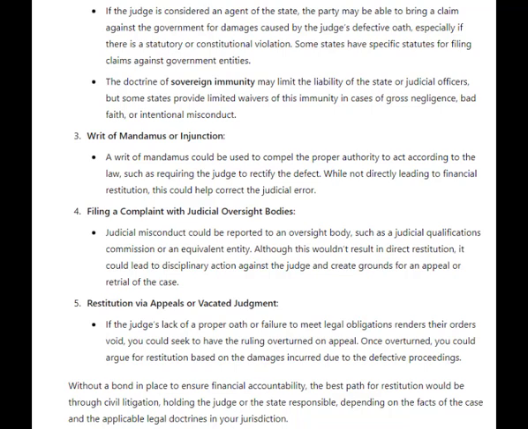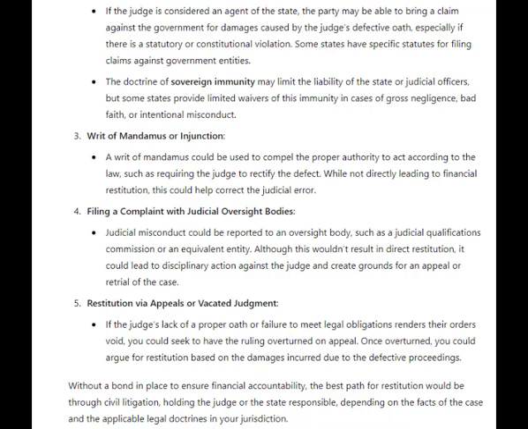5. Restitution via appeals or vacated judgment. If the judge's lack of a proper oath or failure to meet legal obligations renders their orders void, you could seek to have the ruling overturned on appeal. Once overturned, you could argue for restitution based on the damages incurred due to the defective proceedings.